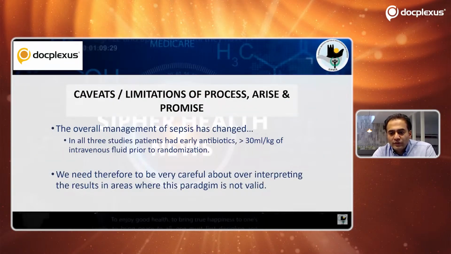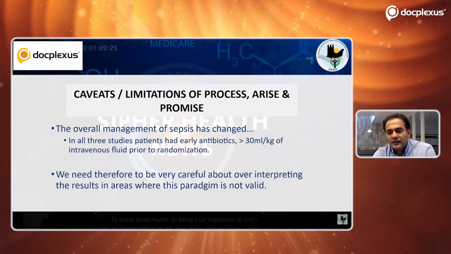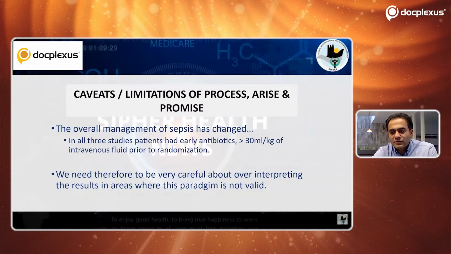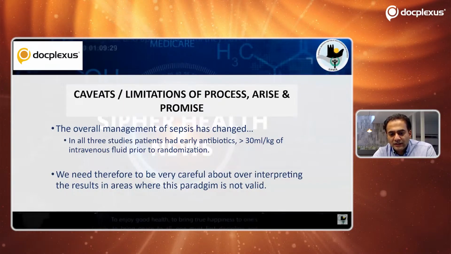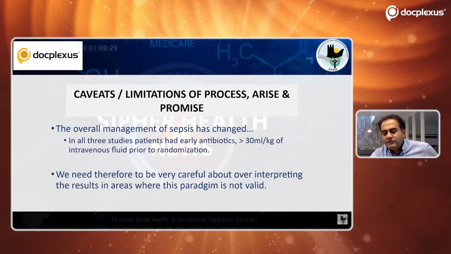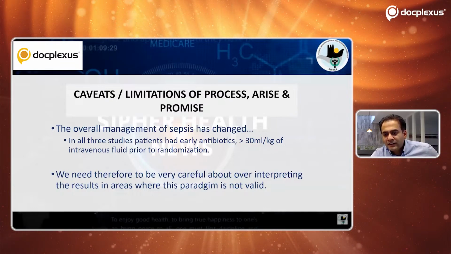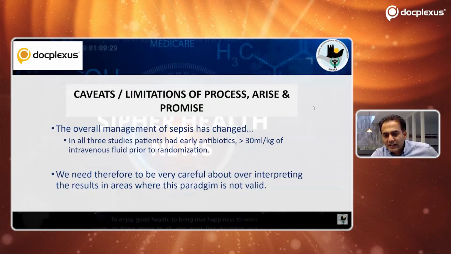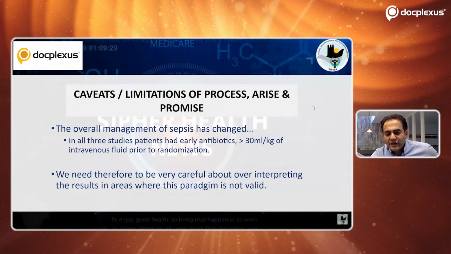So should we go back to the pre-EGDT era of conservative therapy, or should we still stick to the liberal fluid therapy he advised? There were certain caveats or limitations of ProCESS, ARISE, and ProMISe that we need to see. One very important thing is that the overall management over the last 1.5 decades has already changed. We were giving antibiotics early, we were giving fluids early, and we started 30 mL per kg early. So we need to be very careful about over-interpreting the results in areas where the paradigm is still not valid.